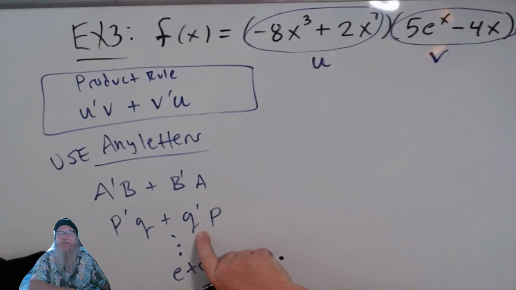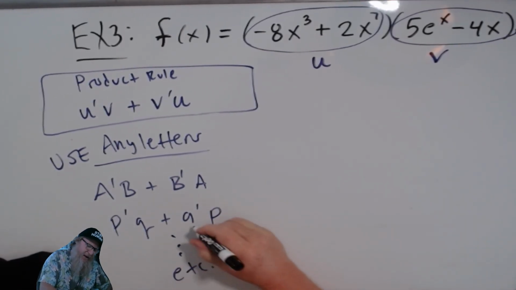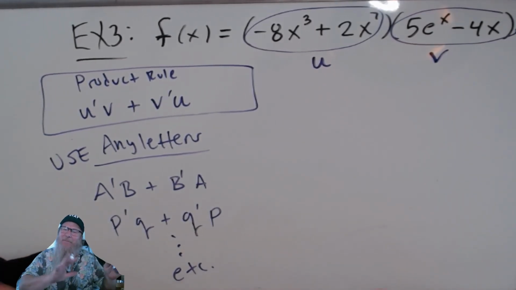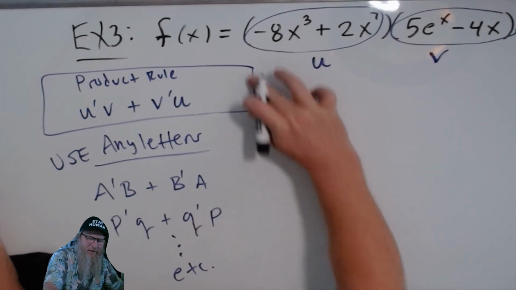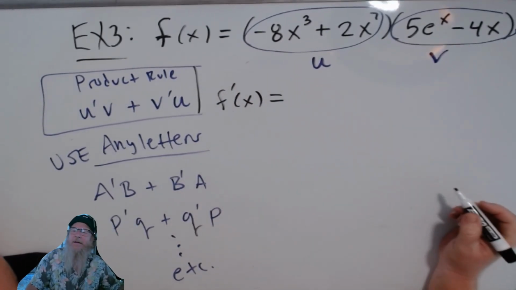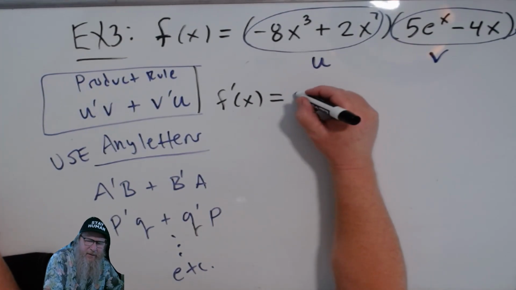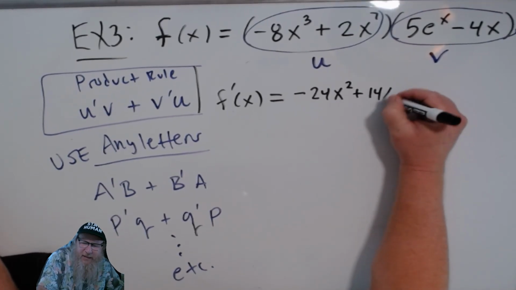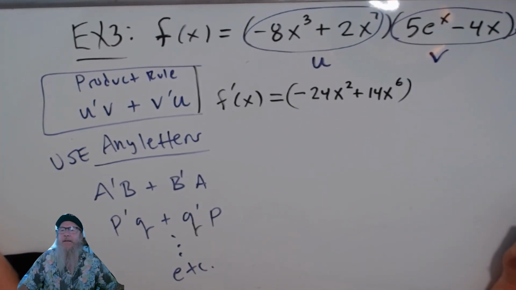One of the problems with q is people are sloppy and they write it like this, and it might end up looking like a g. So you have to have really good writing to make sure your q's don't look like g's. But anyway, I'm going to use u and v. All right. So the derivative f prime is going to be u prime v plus v prime u. So u prime, it's going to be negative 24x squared plus 14x to the 6th. That's u prime.